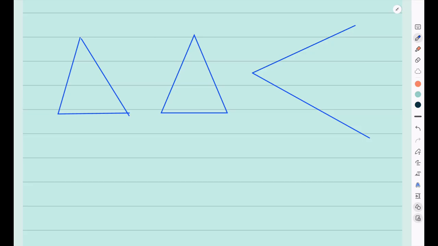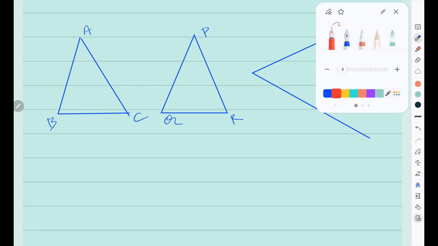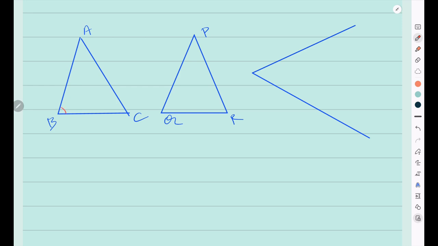So again, I have drawn two triangles, and suppose that they are similar, ABC and PQR. If these two triangles are similar, then what kind of things will happen? One thing is that the corresponding angles will be exactly the same. Angle A will be equal to angle P, angle B will be equal to angle Q, and angle C will be equal to angle R.